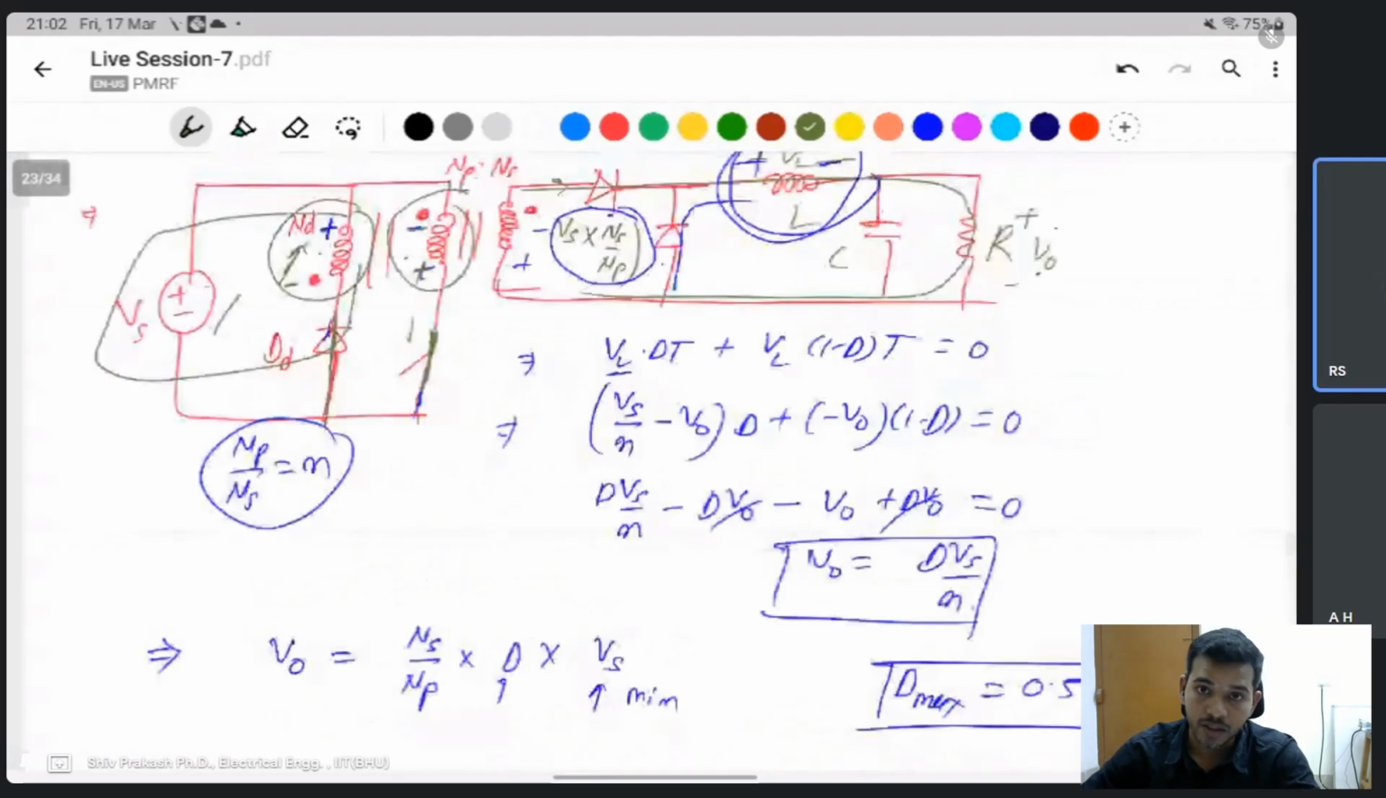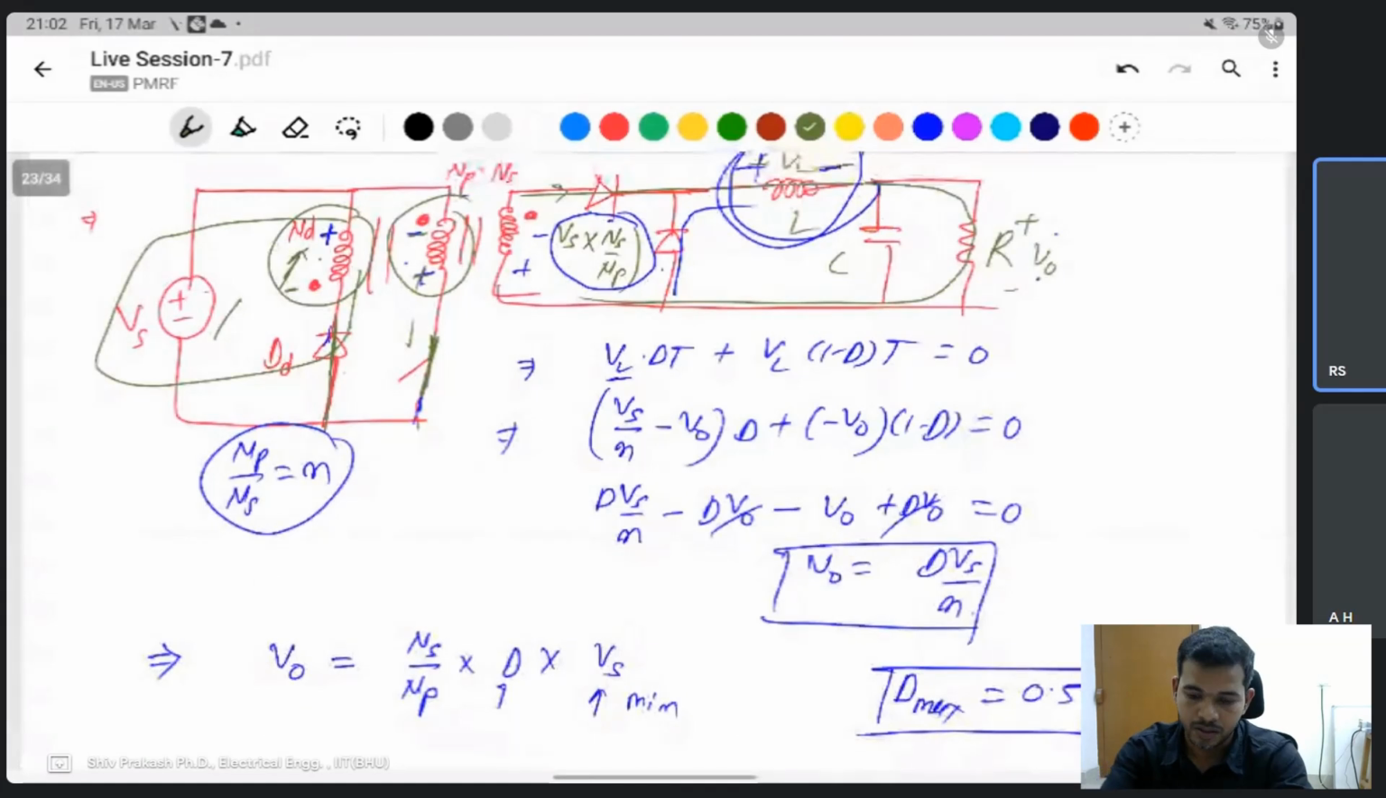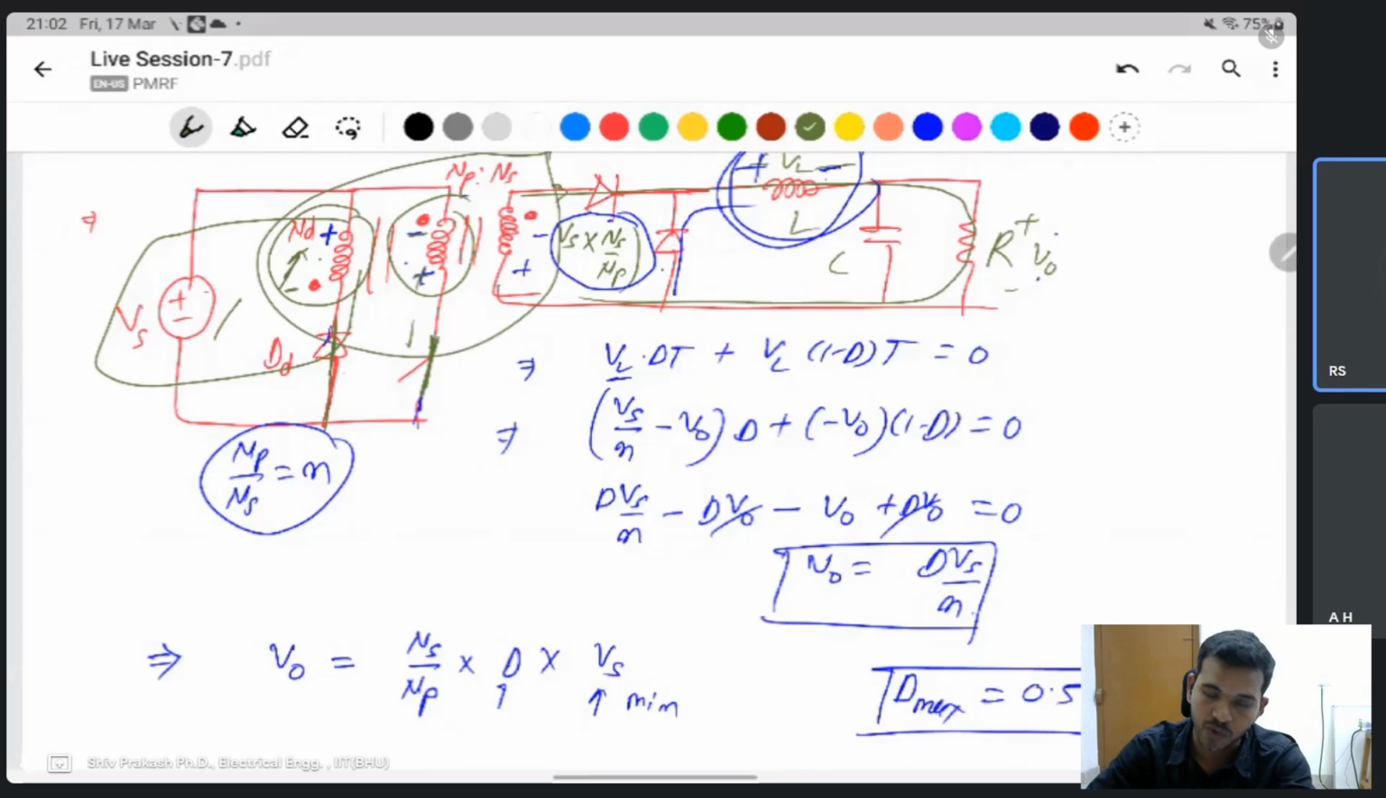Sir, in the primary and tertiary winding, each winding will have a magnetizing inductance in parallel. How should we consider that? No, this one is a transformer. The whole transformer has one magnetizing inductance. This is a transformer; one transformer core has three windings.